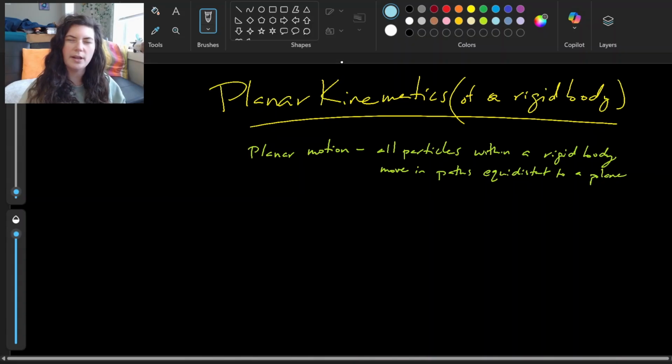So at this point, we're at about the halfway mark in our class, which means that we are going to enter this new section of content that is kind of like a repeat of what we've done, just applied in a little bit different way. So far for this first half of class, we've been talking about kinematics and kinetics of a particle.